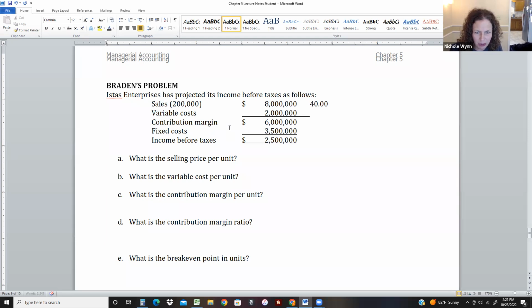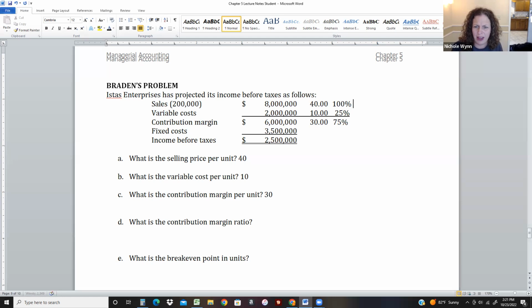And so my per unit would be 40 over here. And my variable cost per unit, 2 million on 200,000, is $10. And so it looks like my CMPU is $30. So my selling price per unit is 40. My variable cost per unit is 10. My contribution margin per unit is 30. My contribution margin ratio, that one's always 100%. And then 10 divided by 40 is what? 25%. And 30 divided by 40 is 75%.